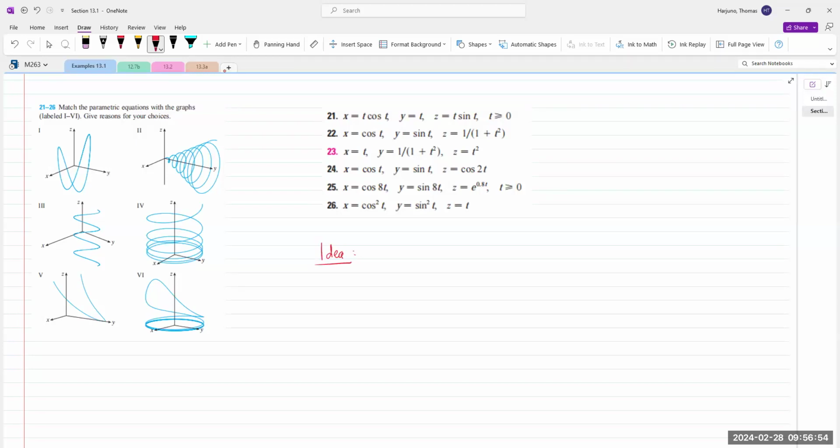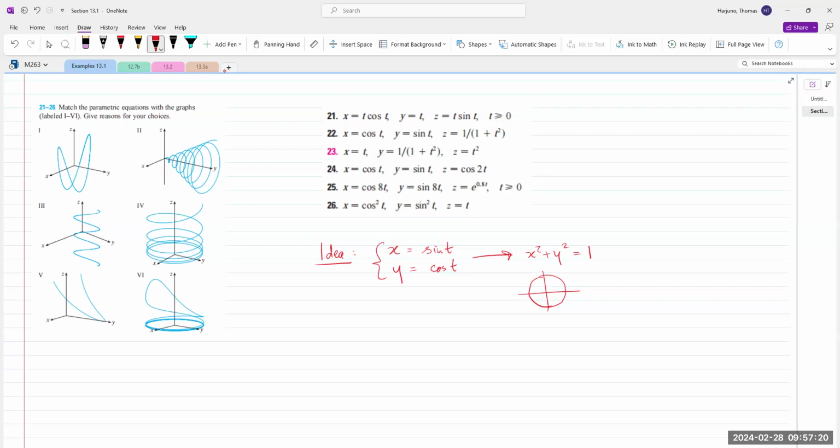Suppose I have in 2 dimensions the parametric equation x equals sine t, y equals cosine t. Okay, the way we look at this, x squared plus y squared equals sine squared plus cosine squared, which equals 1, right? So the outcome will be a circle, a unit circle.